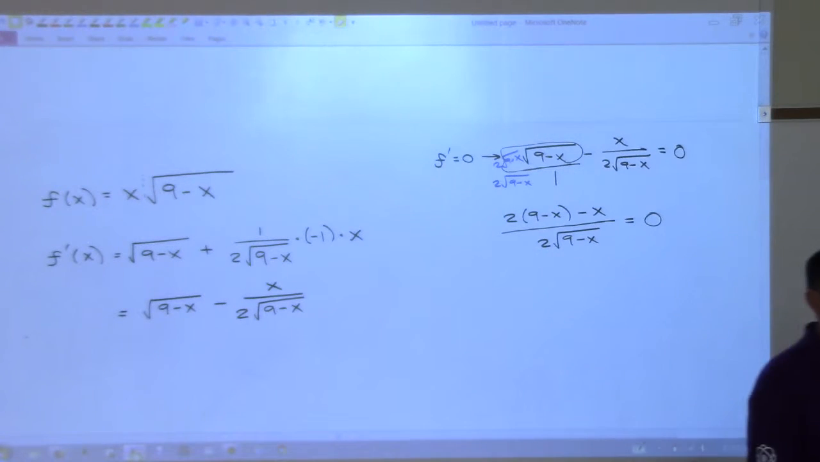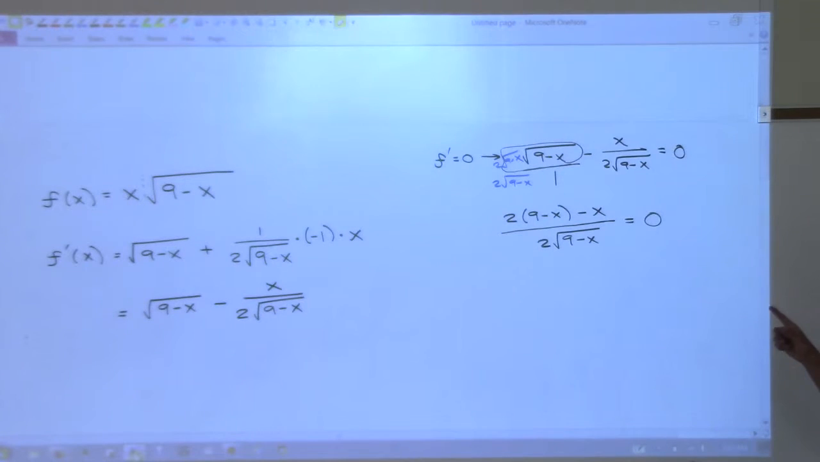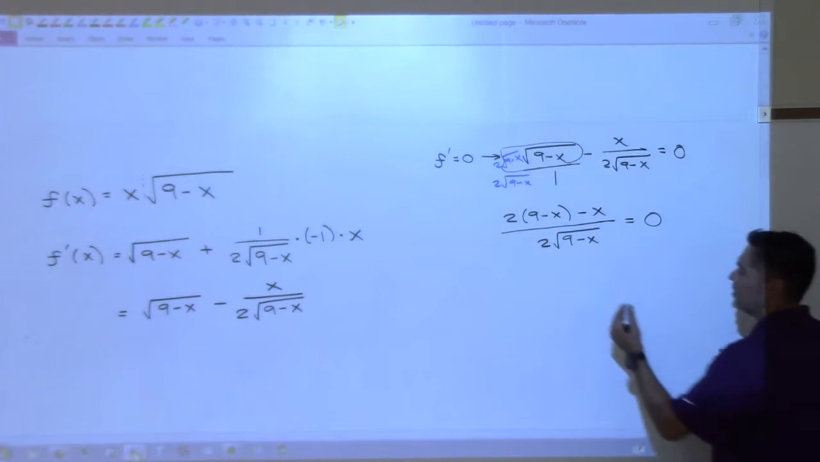Any questions up to this point? All right, so we only have to concern ourselves with what? The numerator, right? We will have to consider the denominator when we figure out when this thing might be undefined. But right now, we just have to consider the numerator.